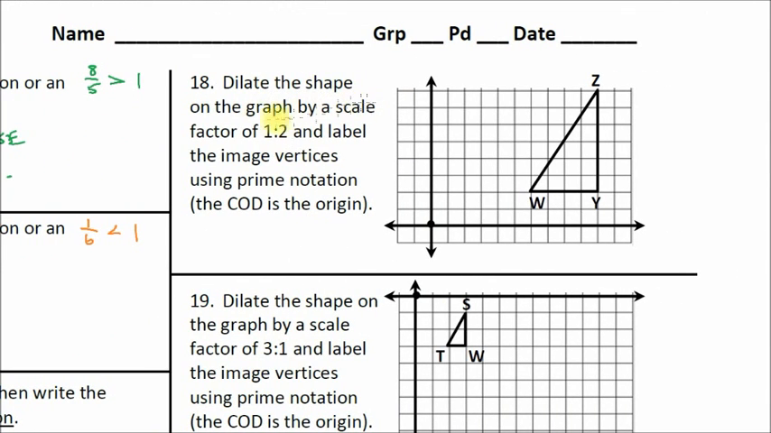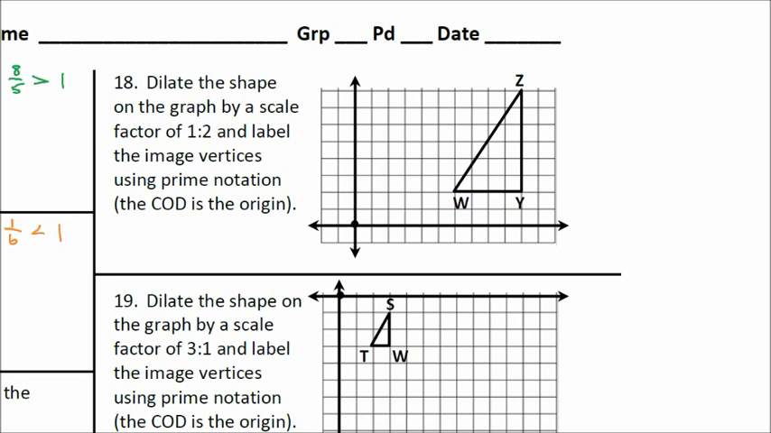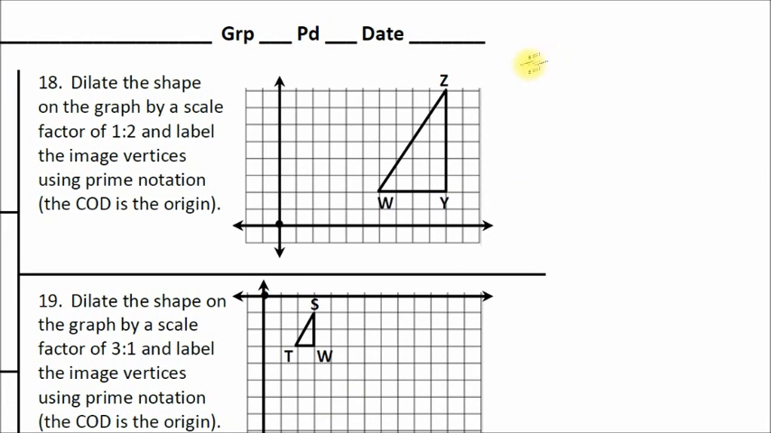Dilate the shape on the graph by a scale factor of 1 to 2. Class, 1 to 2 is 1/2. Okay, if the scale factor is 1 to 2, that's a reduction, and that means I'm going to have a smaller triangle than my original. And label the image vertices using prime notation. Our center of dilation is the origin. Let me show you an easy way to do this.